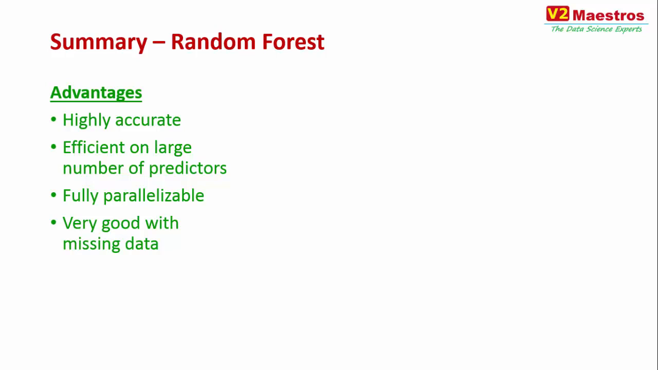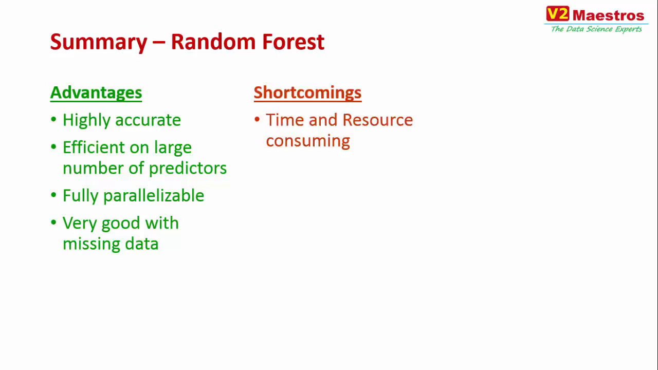It is also very good with missing data. The benefits of decision trees, the individual decision trees, also accrue towards random forest. The shortcoming is, of course, that it is very time and resource consuming. You have to build 500 trees instead of one, so that is going to take a lot of time. Even if you apply parallel processing and stuff like that, it is going to take a lot of time.